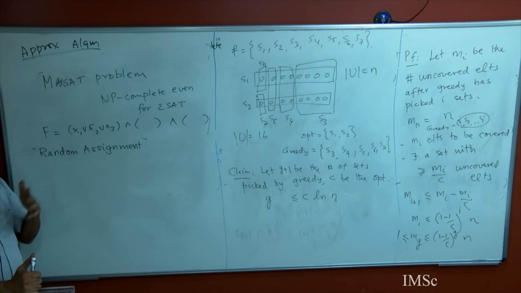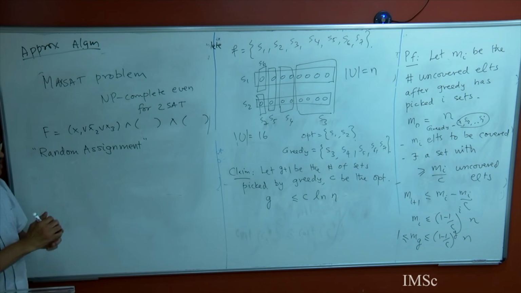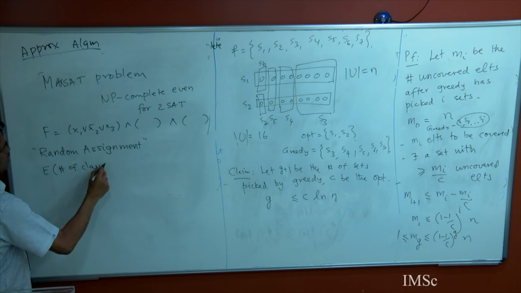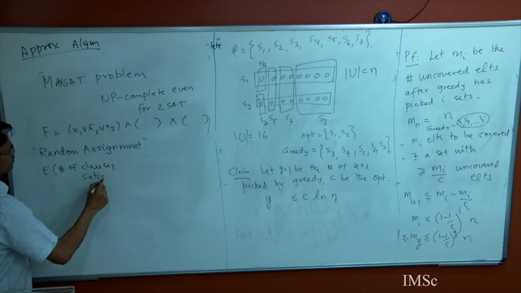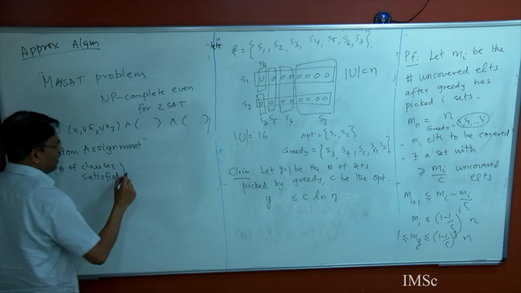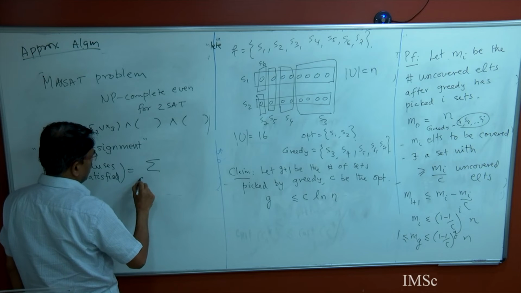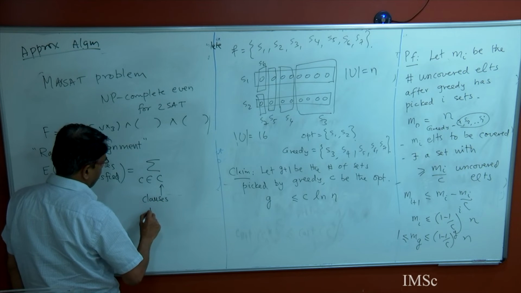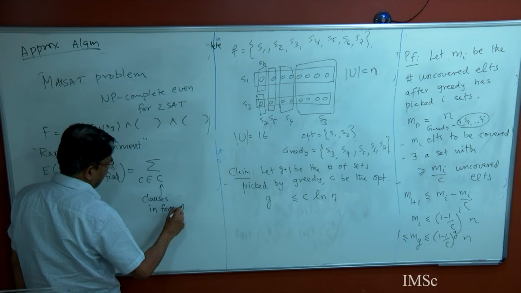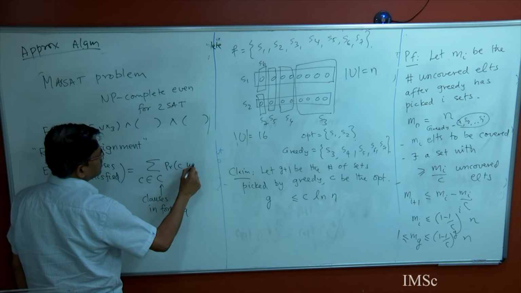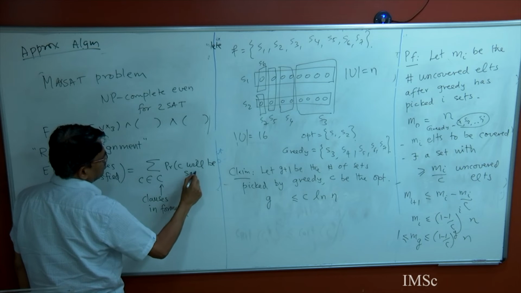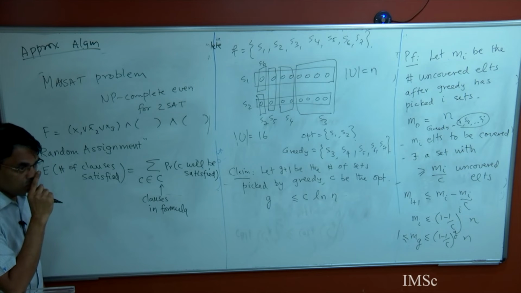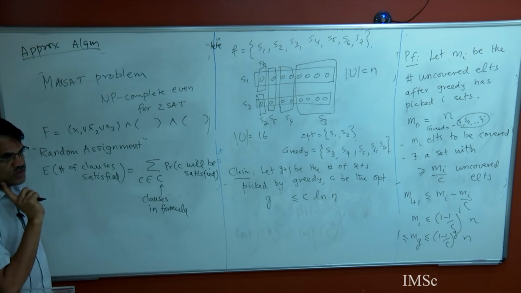Now, since it's a randomized algorithm, I can only talk about the expected number of clauses satisfied. So, what would be the expected number of clauses satisfied? Well, this is a sum over all the clauses in the formula, of the probability that clause C will be satisfied. Right? What is the probability that a clause will be satisfied?